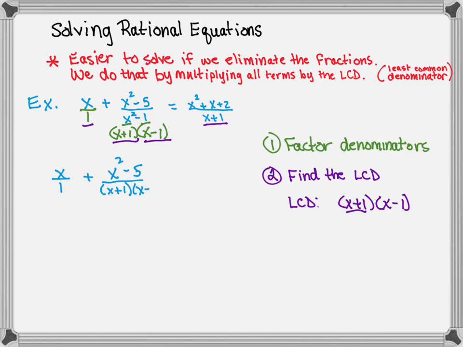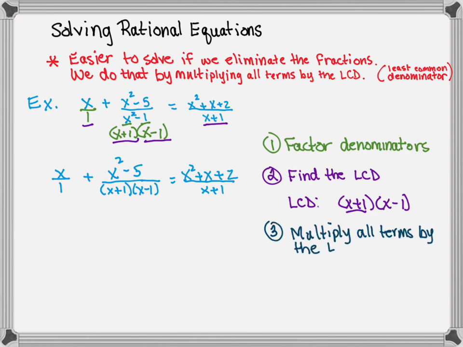I'm just going to rewrite this so that we have everything all clear so that we can do our next step. Because our next step is to multiply all terms in our equation by the LCD. So I will multiply all three of these terms by x plus 1 times x minus 1. So I've got the first term multiplied by x plus 1 times x minus 1. And I'm multiplying these in the numerator. I could put them over 1, but I'm acting like they're all in the numerator. And then I'm multiplying it by the second expression and then the third expression.